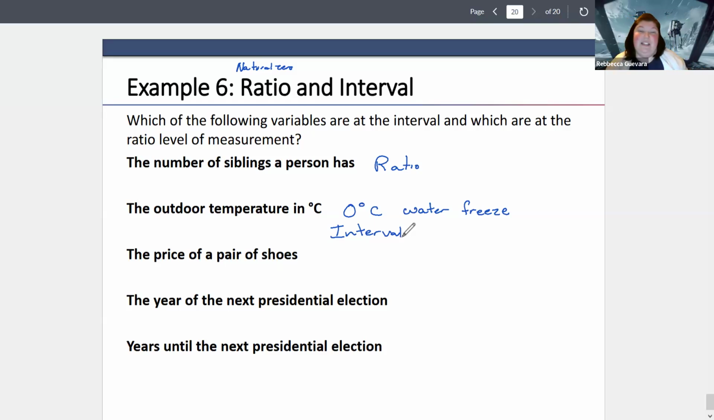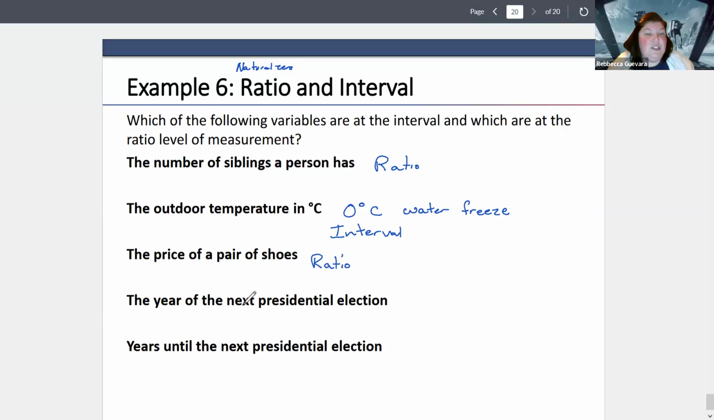Also, the ratios don't make sense. I'm trying to think of a good way to put it. We don't usually say the heat doubled when we're talking about temperatures. Because if you think of this even in Fahrenheit, if it's 20 degrees Fahrenheit and then it's 40 degrees Fahrenheit, temperature doesn't necessarily double. Just the ratios of that doesn't make sense. Price of shoes, I would argue this is a ratio. Because once again, if the price of shoes is 0, then there's no price for those shoes.